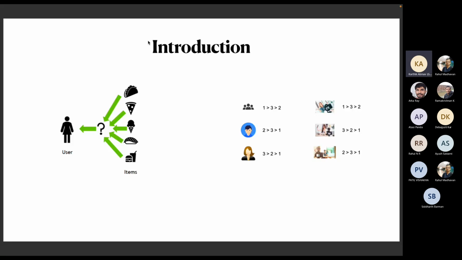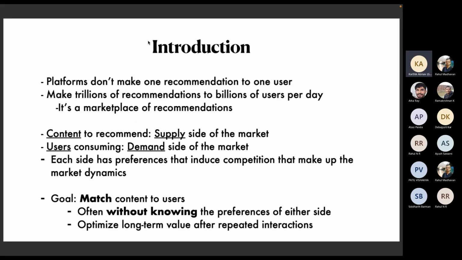When we think of recommender systems in, say, 2022, the picture looks much more like this: platforms don't make one recommendation to one user, right? You're making maybe trillions of recommendations to billions of users in most big reasonable systems. So it's essentially a marketplace of recommendations.